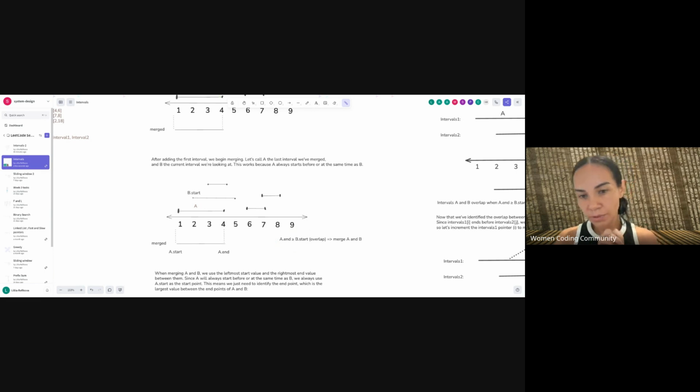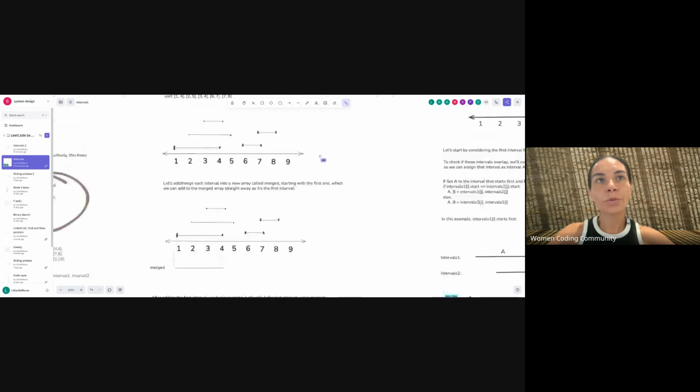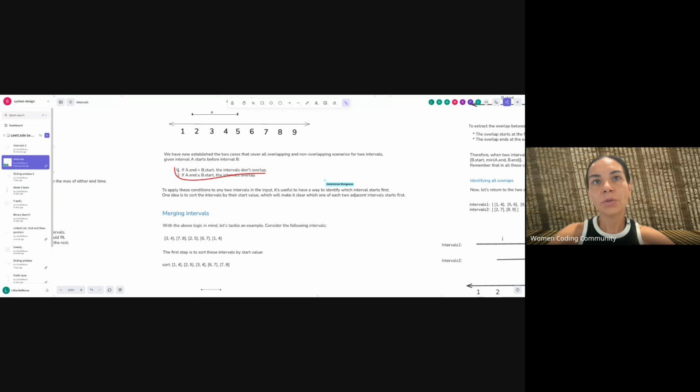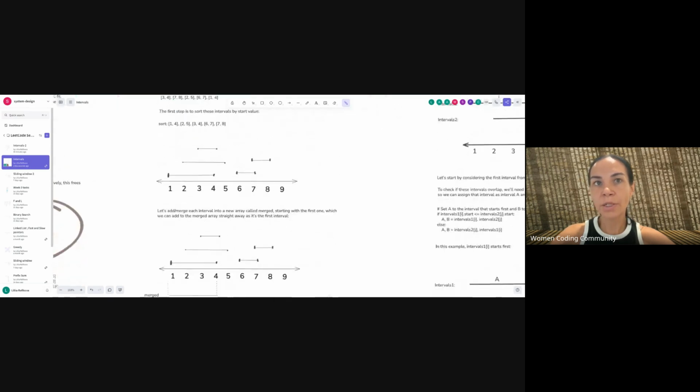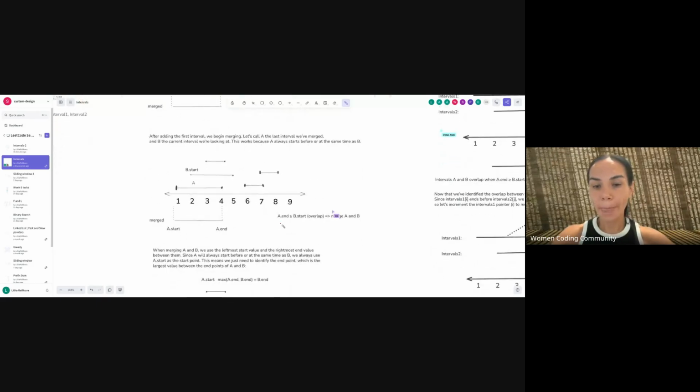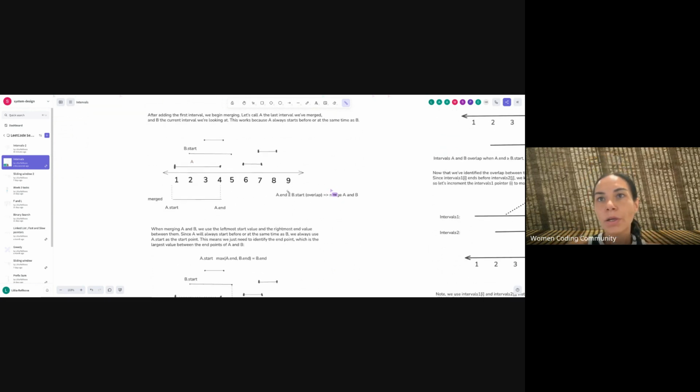This is clear now: we took our input, which is not sorted, and we sorted it. We choose our interval under index 0. We call it A, and the next interval we call B. And now we are applying our conditions, which we defined here, to find out if they are overlapping or not. Is it clear till now? Okay, cool.